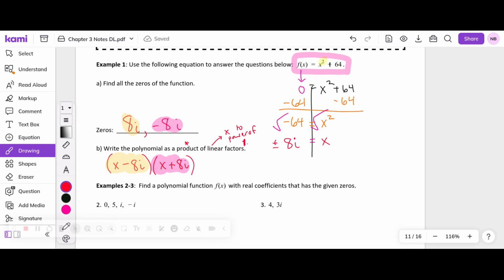Now, just to be super, super clear, if we made a little box of those two things, x, 8i, x, negative 8i, and you hammered out these four boxes and added them up, we would get right back here where we started. Okay, so we're basically just breaking it into smaller pieces. So if it asks for the zeros, it's looking for these. If it asks for the polynomial as a product of factors, you would write it like this.